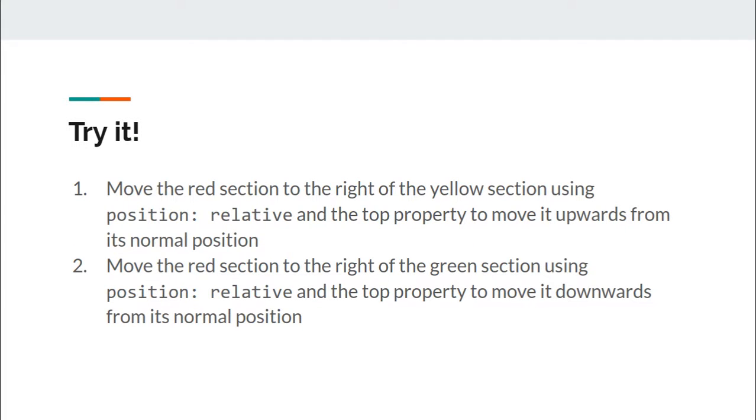So let's try it. We're going to move the red section to the right of the yellow section using position relative and the top property to move it upwards from its normal position. So first try to make it appear to the right of the yellow section. Then try to make it move to the right of the green section using the top property to move it downwards from its normal position.